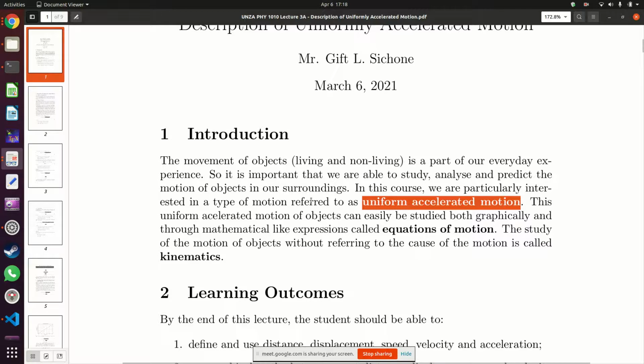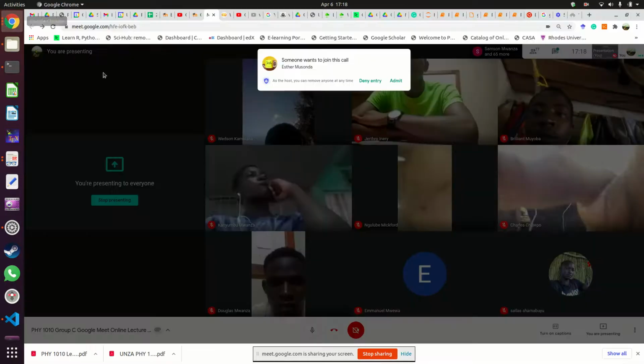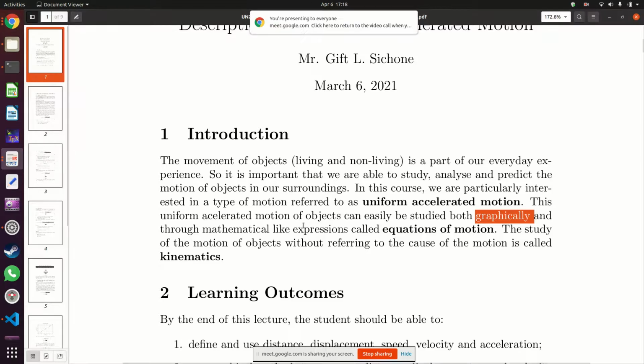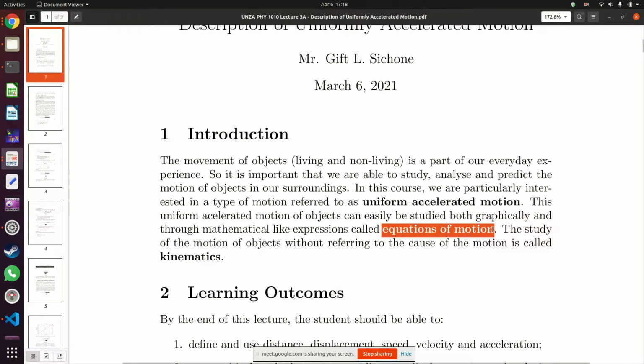As we are looking at this uniform accelerated motion, there are two ways we're going to look at this issue. We're going to use graphs which would describe this motion, and we are also going to use something called equations of motion. So we're going to come up with these equations from these graphs. They look like mathematics things, but they are not mathematics, because what they're describing is physics. So in physics, we use mathematical expressions to describe our things.